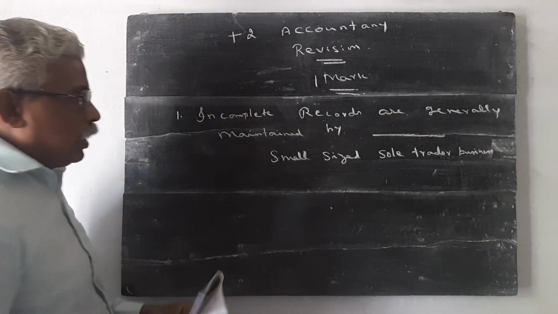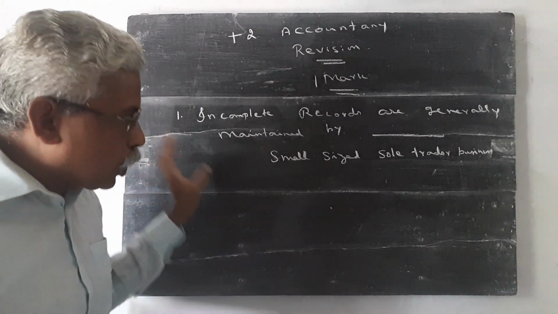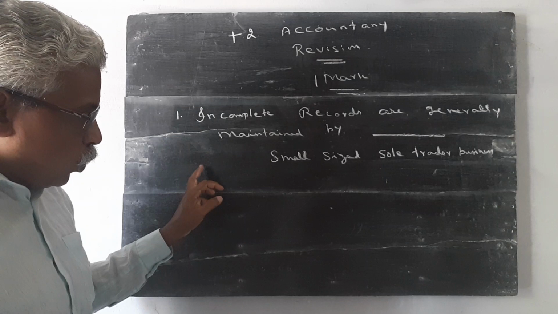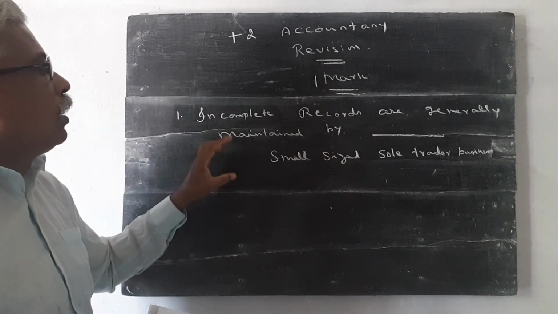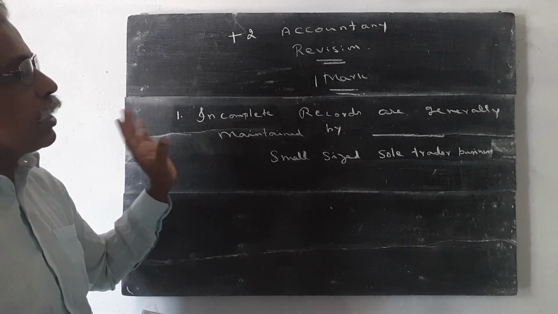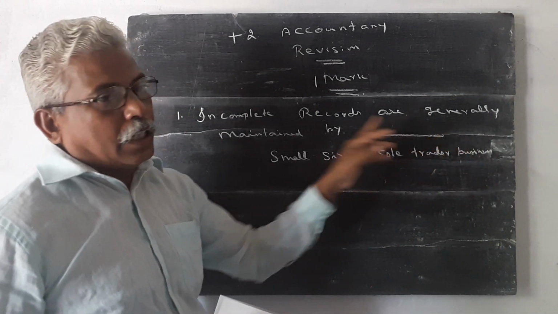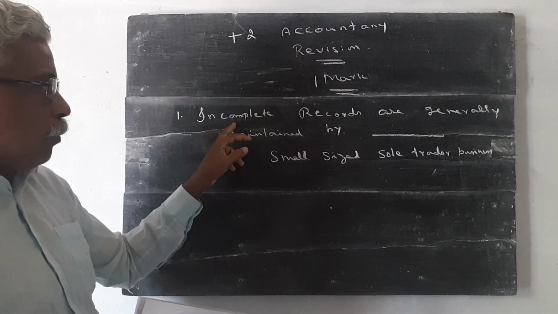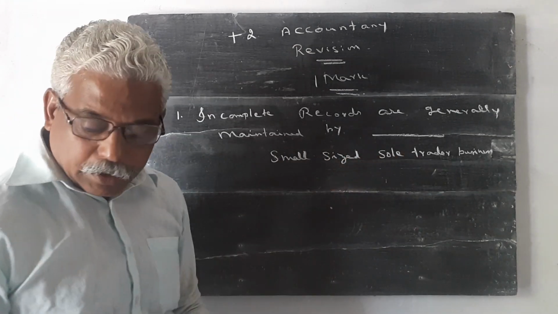Once again, in this video I want to explain only 20 questions. Incomplete records are generally maintained by, 4 answers are given in our textbook, in our question paper. Out of 4, you will select one correct answer: small size sole trading business. Already we studied this question. I just revise this portion, that's all.